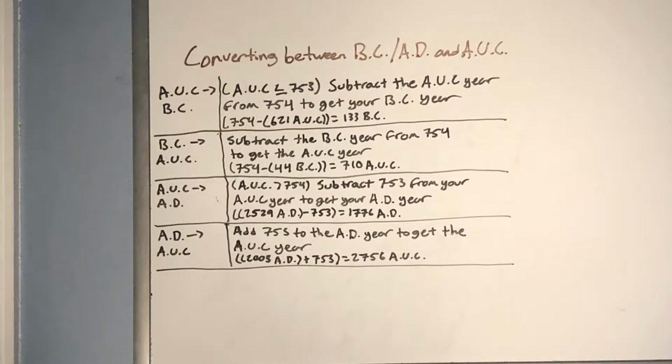AD to A.U.C, this is really easy. All you have to do is add 753 to your AD year. This will get your A.U.C year. So let's take 2003, let's add 753 to it, and then that would be 2,756 A.U.C.